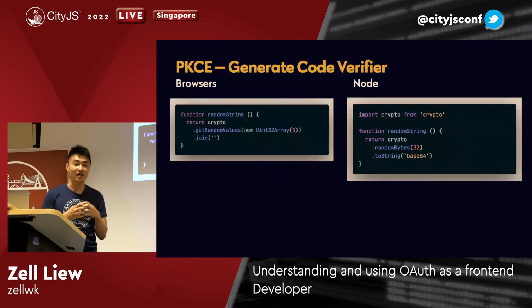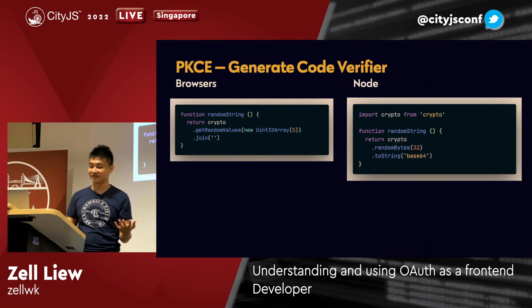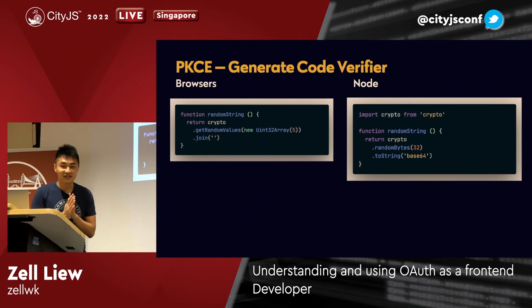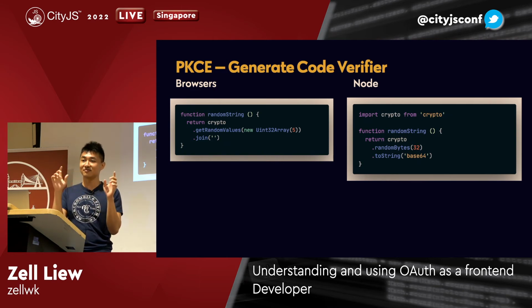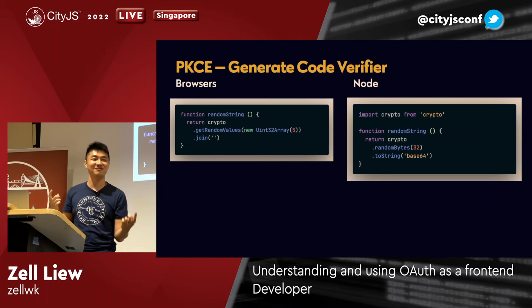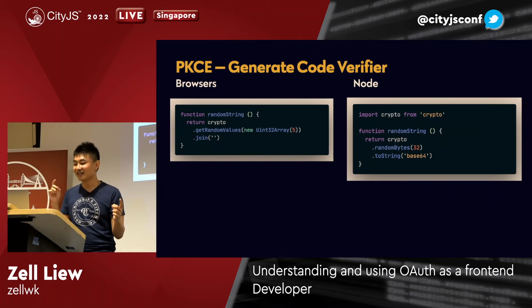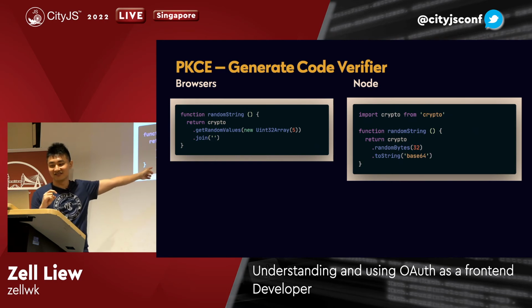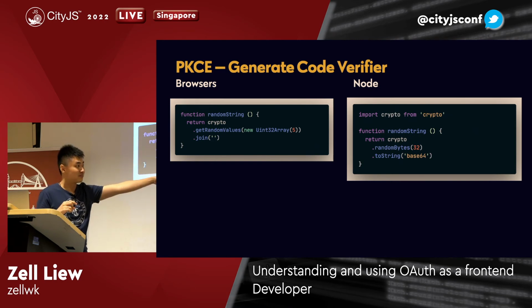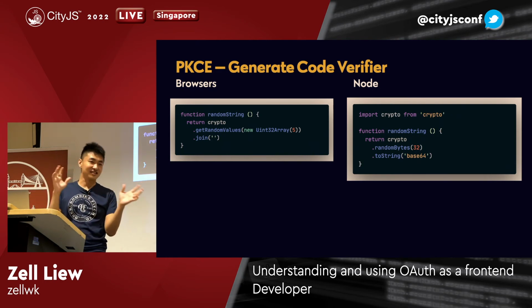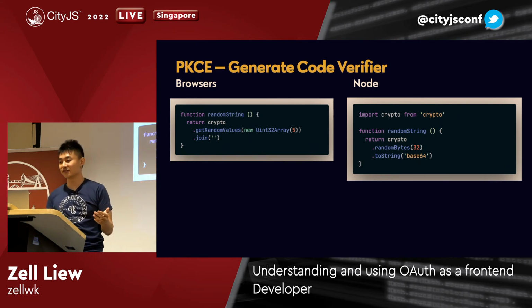And then the question is, okay, how do you generate this random value for the code verifier? Well, it turns out that you can use the crypto from both browsers and Node, except the API for crypto on browsers and the API for crypto on Node is slightly different. In one you use getRandomValues, the other one uses randomBytes, and here you need to do a Uint32Array kind of thing. The other one, you just convert it to a base64 string straight away. These are some of the API differences that you have to watch out for.